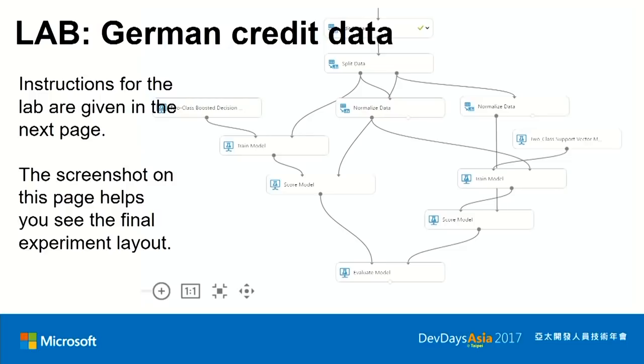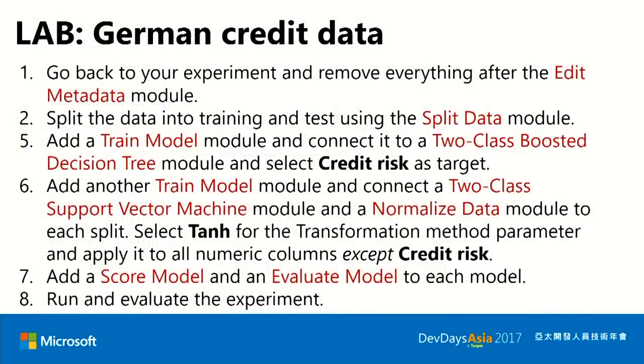One is a boosted decision tree. The other one is a two-class support vector machine. You can see the boosted decision tree on the left. You can see the two-class support vector machine on the right. So there's a lot of instructions here. I'm going to leave that up. I'll give you about 5 minutes. Try to do it on your own, and then we'll work on it together.